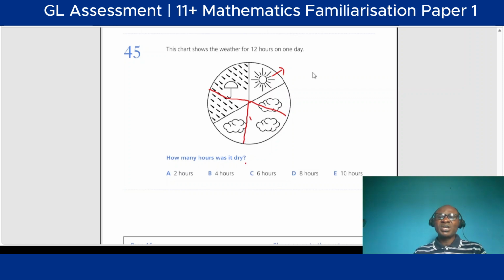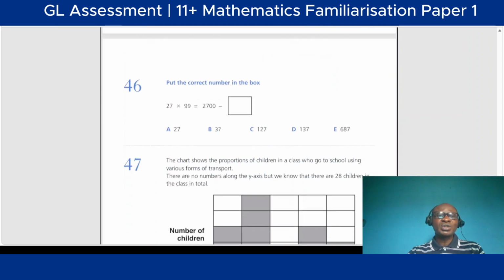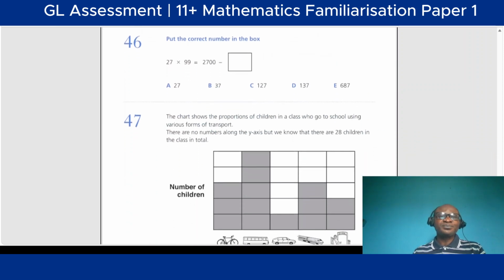That means if we now do 12 divided by 6, that will give us 2. So each of them takes 2 hours. Therefore, the sunny day or the dry time is exactly 2 hours. So the correct option is option A. By the time you have 2 hours in each of them, if you add it all, you get a total of 12 hours as given in the question. All right, moving forward to question number 46.